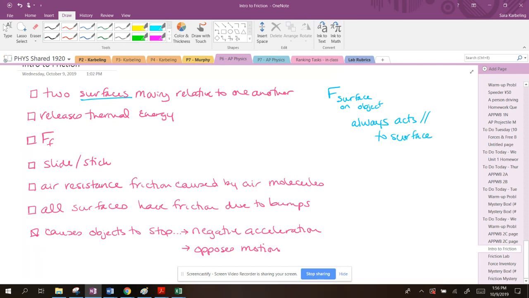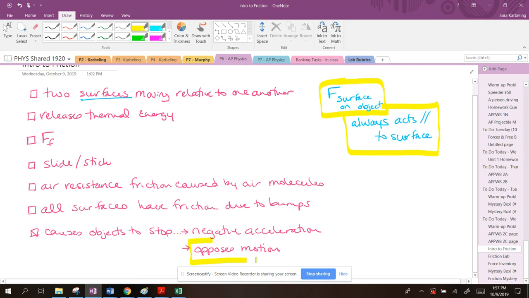So there are kind of three big things here. We need to know that it's the surface on the object. We need to know that it always acts parallel to the surface, and that it always opposes motion. Those are like the big three. Everything else you guys said here is absolutely great and fantastic, and I'm excited about it. But if you're going to take anything away from today, those are the three.